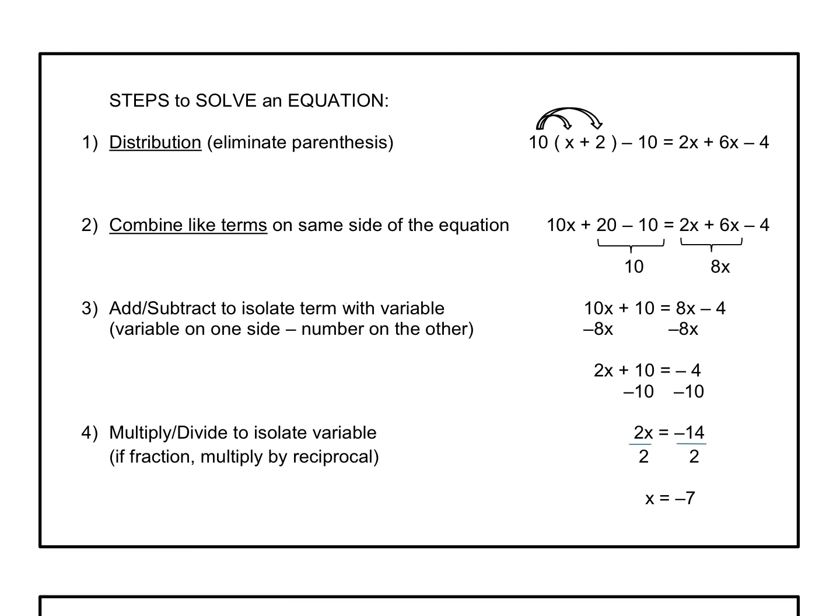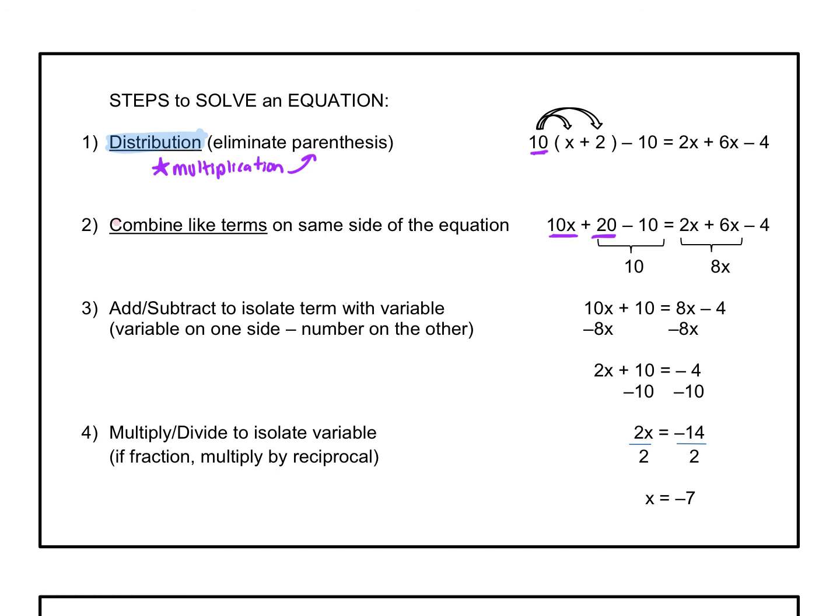So one of the properties that we use to solve linear equations is distribution. And basically, distribution is just multiplication. And it helps us eliminate the parentheses. So in this case, I had the 10 on the outside, and I distributed or multiplied it into my parentheses. And so I did 10 times x to get 10x, and 10 times 2 to get me 20.